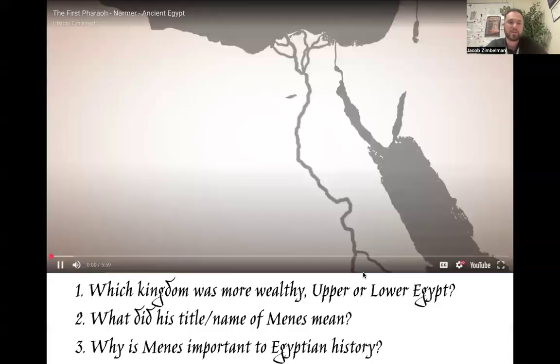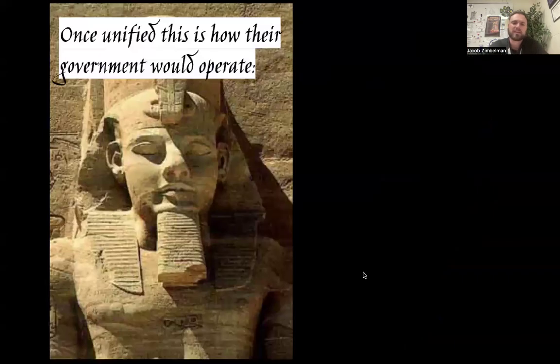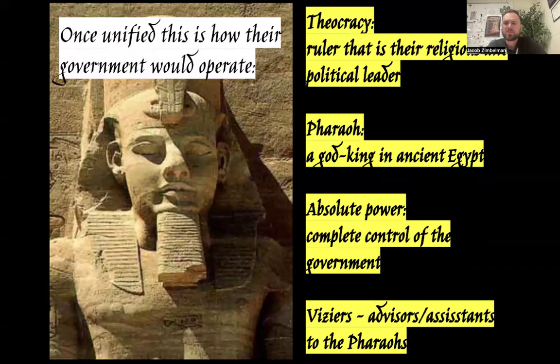And so what we're going to talk about next is their style of government. Egypt is one giant theocracy, meaning their ruler, their king, is both their political and their religious leader. And that person is called the Pharaoh, and they are viewed as a god and a king living on earth, sent by the gods to rule over the people. And they have absolute power and control over all of the people, meaning they have 100% say over what's going on in the Egyptian government.